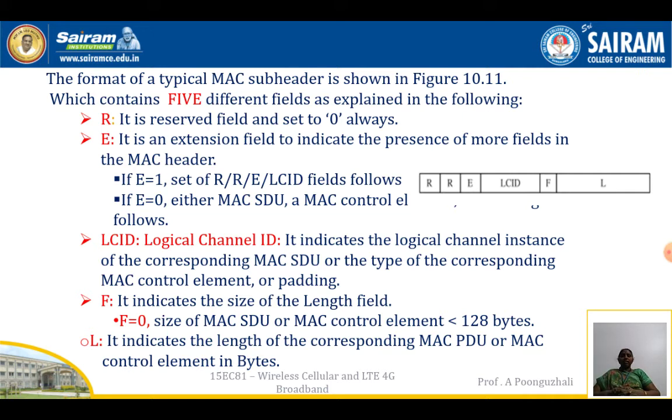The next is the logical channel ID, where the LCID is going to indicate the logical channel instance of the corresponding MAC SDU, or the type of corresponding MAC control element, or the padding. F is going to indicate the size of the length field. F equal to 0 means the size of the MAC SDU or the MAC control element is less than 128 bytes. And L is going to indicate the length of the corresponding MAC SDU or MAC control element in bytes.